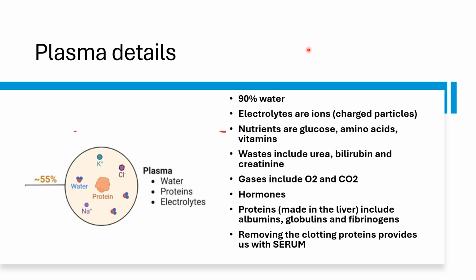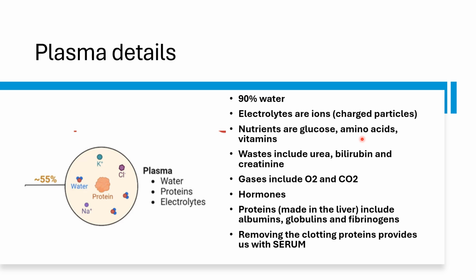So now let's take a look at the plasma portion, the 55% of the blood that is made of water, proteins, and electrolytes. Of that 55% of your blood, 90% of that layer is going to be water. Again, you're going to have charged particles that are necessary for a lot of different processes in your body. You're going to have glucose that will be sent to the cells to be broken down during cellular respiration for energy. You're going to have amino acids from your food, your digestive system, and vitamins, both of which are necessary for the protein building process.